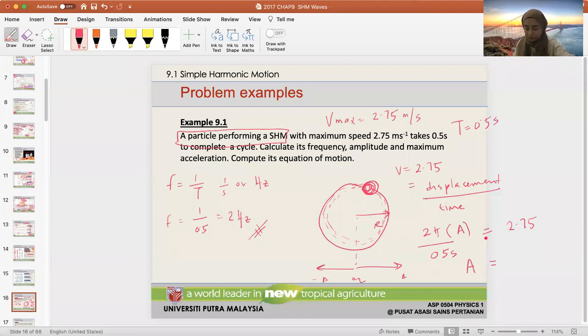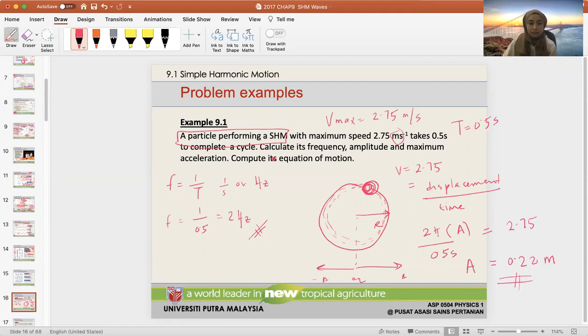2.75 times 0.5 divided by 2 pi. So the answer is 0.22. What is the unit? We are talking about the velocity in meter per second, so this is also in meter. Amplitude is a displacement, right? So it is in meter. Okay, so that is your amplitude. The amplitude is 0.22.